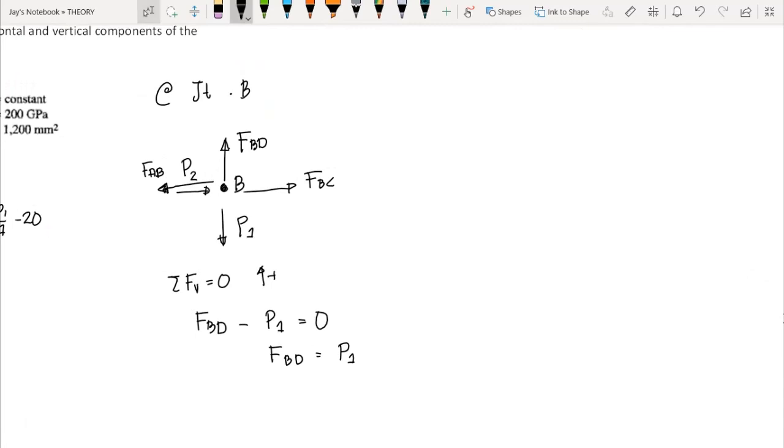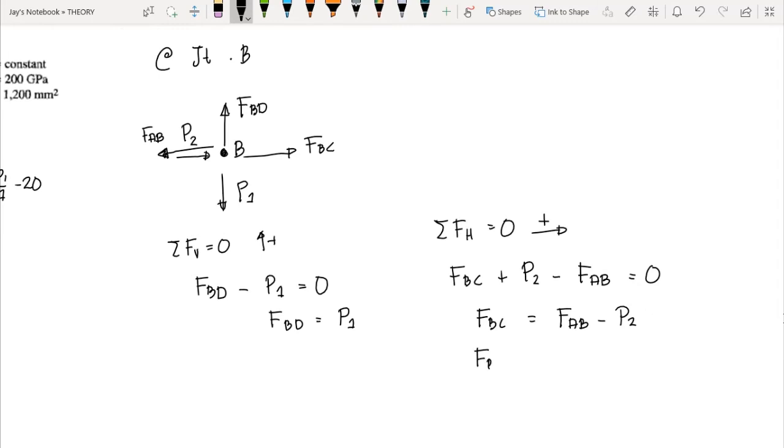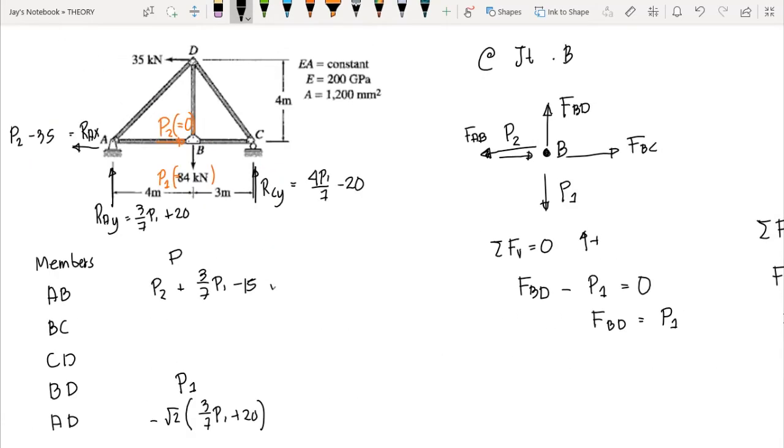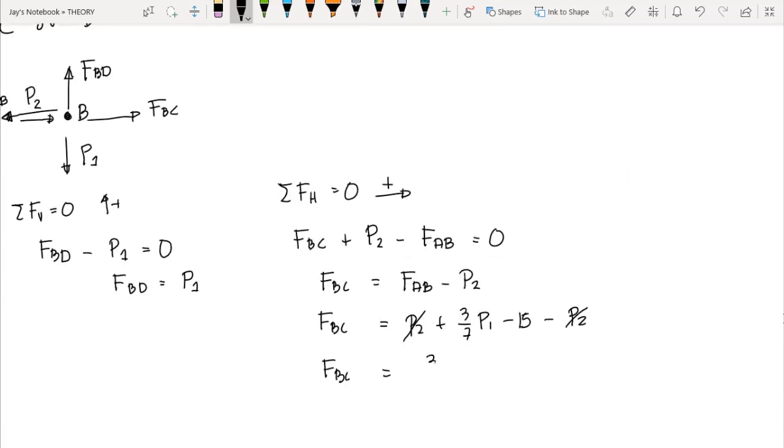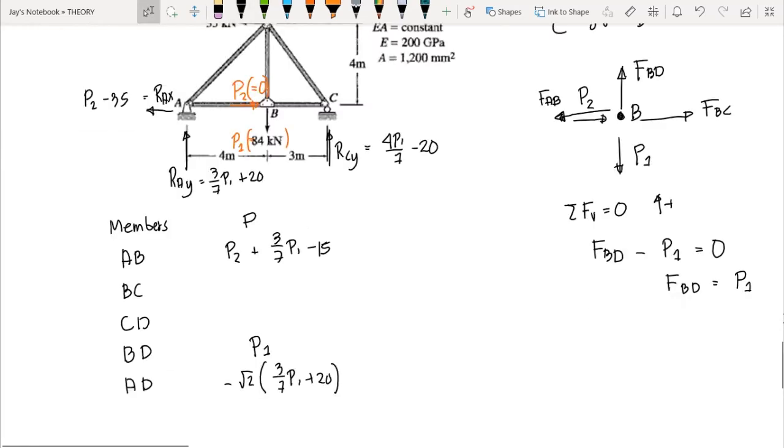Now we compute for the value of FBC by summing up force horizontal is equal to 0. So all the forces acting to the right are positive. So we have FBC. Now we have plus P2 minus FAB equals 0. Okay? So we have FBC equals FAB minus P2. So FBC equals, now FAB here has a value of P2 plus 3 over 7 P1 minus 15, minus P2. Now we can cancel out P2 here. So therefore the value of FBC is equal to 3 over 7 P1 minus 15. So BC is equal to 3 over 7 P1 minus 15.